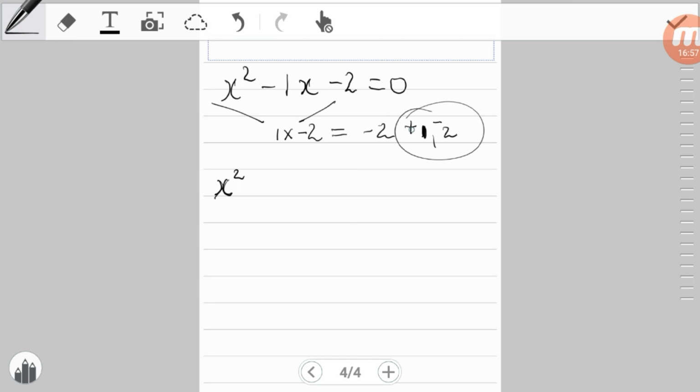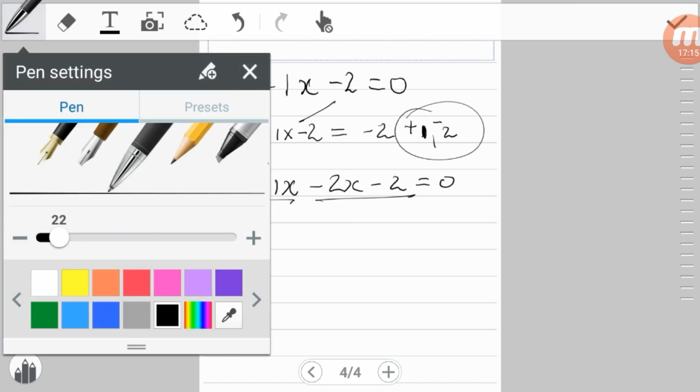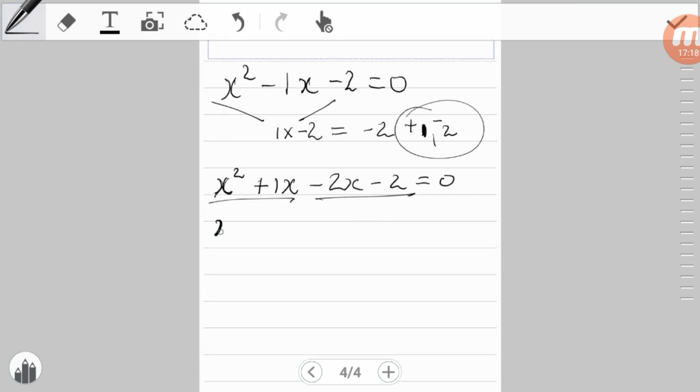Right, we're going to replace the middle term here with what we've selected. So that's x squared plus 1x minus 2x minus 2 equals 0. And so therefore what we're looking at now is factoring by grouping. So we're looking at here, the common factor here is x. X divides into x squared goes x times, and x into positive 1x goes 1 times. Common factor to the right side here is negative 2. Negative 2 divides into negative 2x goes x times, and then negative 2 divides into negative 2 goes positive 1 times, and that's equal to 0.